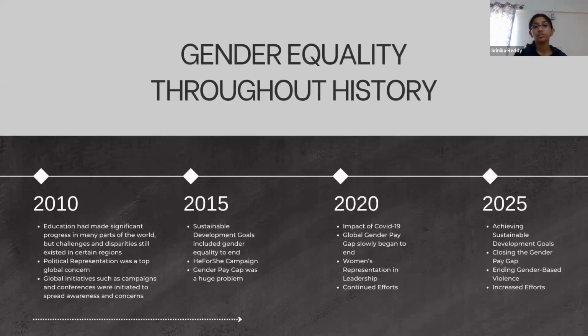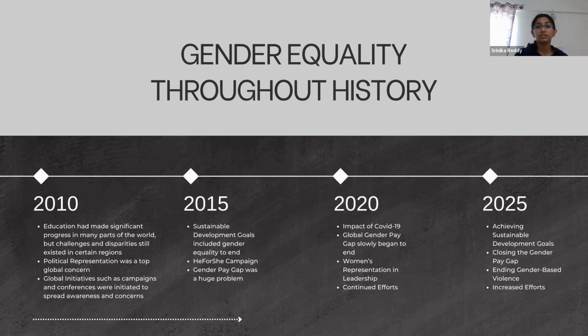So now I'll be talking about gender equality throughout history. In 2010, education had made significant progress in many parts of the world, but challenges and disparities still exist in certain regions. So basically, women and men in certain regions have a hard time getting equal rights in education. Same with political representation in 2010. It was a top global concern. And global initiatives such as campaigns and conferences were initiated to spread awareness and concerns about gender equality. In 2015, Sustainable Development Goals included gender equality to end the problem. And in 2015, the He for She campaign was created, so males support women. And in 2015, gender pay gap was a huge problem.